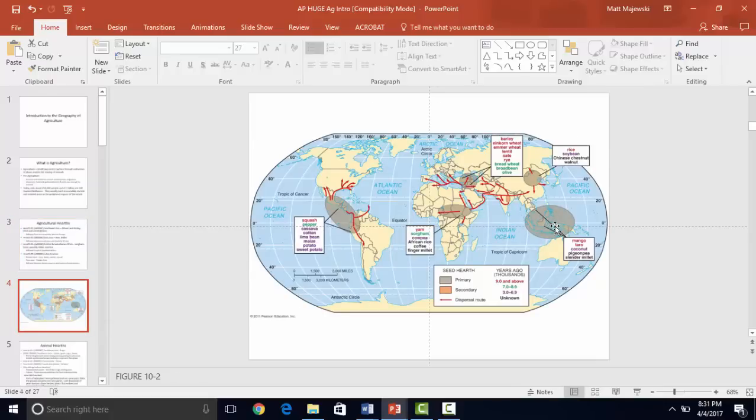Yes, I know there's this one over in Southeast Asia as well. A lot of tropical fruits are discovered there. It's generally not considered to be what I would call one of our more dominant hearth areas. By the way, every one of the hearths that I just described are seed hearths, alrighty? So they actually learn to plant seeds in order to produce crops instead of just putting pieces of the plant into the ground and growing it from that.